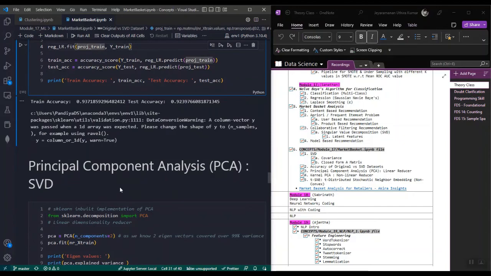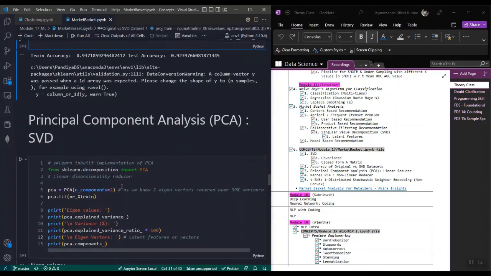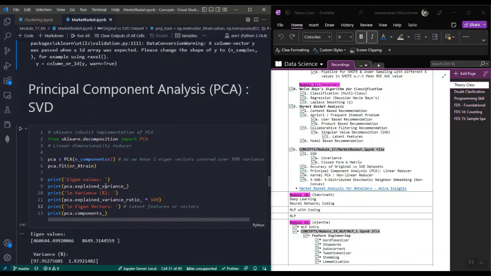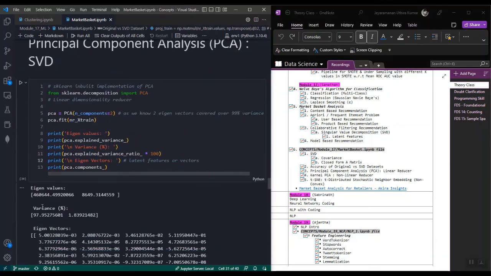The same SVD can be used from a package called Principal Component Analysis (PCA), from sklearn decomposition. This is a linear dimensionality reducer. It doesn't use nonlinear mapping. In this case, we have to specify how many eigenvectors should cover the variance. We give 2, and we fit it on the normalized train dataset. It will give us the eigenvalues or variance and the eigenvectors also, similar to what we found through NumPy. It is the same eigenvalue.